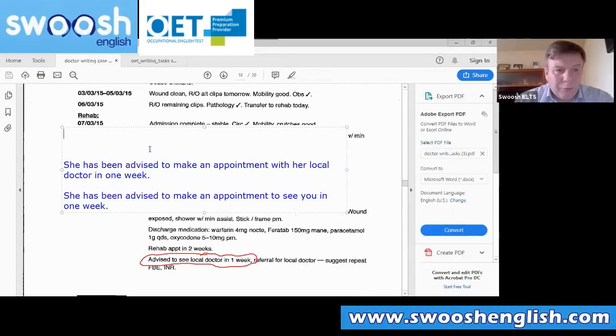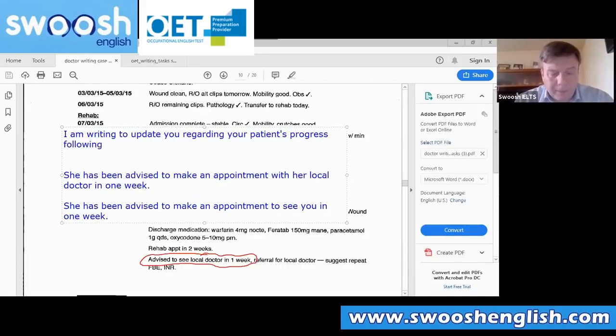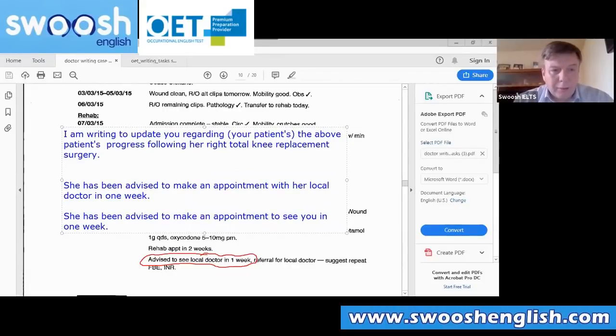And also you would be writing, so you could say, regarding, update you, patient's progress from the right total knee replacement surgery. Or you could say, I'm writing to update you regarding the above patient's progress. That would also work.